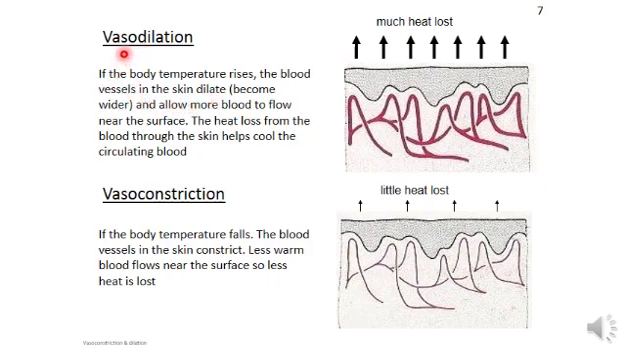Vasodilation. Look at the term vasodilation. Vaso is derived from vessels, and dilation means widening. So what is this? If the body temperature rises, the blood vessels in the skin dilate and allow more blood to flow near the surface. The heat lost from the blood through the skin helps cool the circulating blood. It means that when we get heated, the blood vessels in our body are widened, they are dilated, so that it allows more and more blood to flow, and the flowing blood also carries that heat.